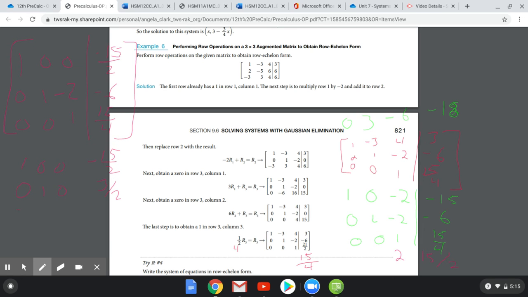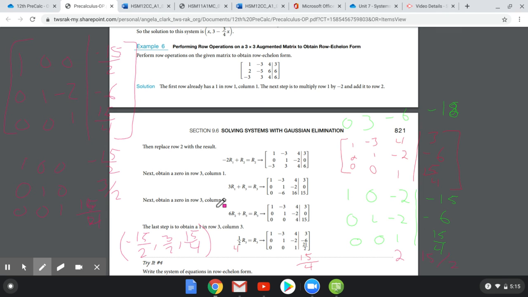So my solution, once I'm done writing all of this, okay, not the best, but you know what I'm trying to say. My solution is going to be negative 15 over 2, 3 over 2, and 15 over 4. So that's going to be my final solution, x, y, and z, corresponding with x, y, and z.